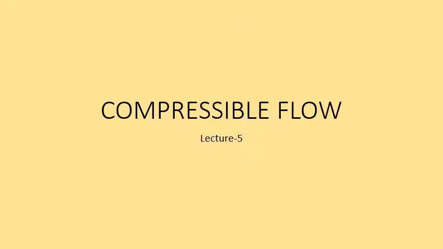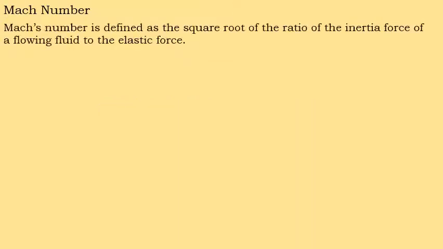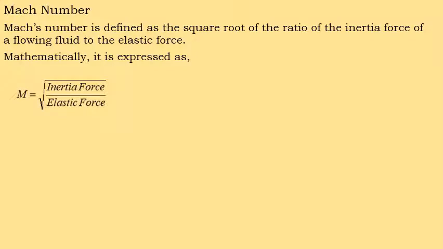Hello students. So this is lecture number 5 on compressible flow. In today's class we will discuss the Mach number. The Mach number is defined as the square root of the ratio of inertial force of the flowing fluid to the elastic force. That means there is a relation between inertial force and elastic force of the flowing fluid. Mathematically it is expressed as, here M denotes the Mach number. The Mach number is equal to the square root of the ratio of inertia force to elastic force.